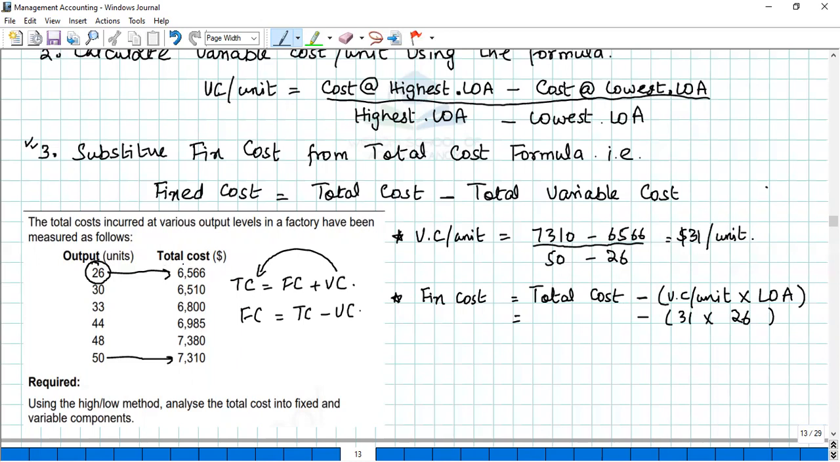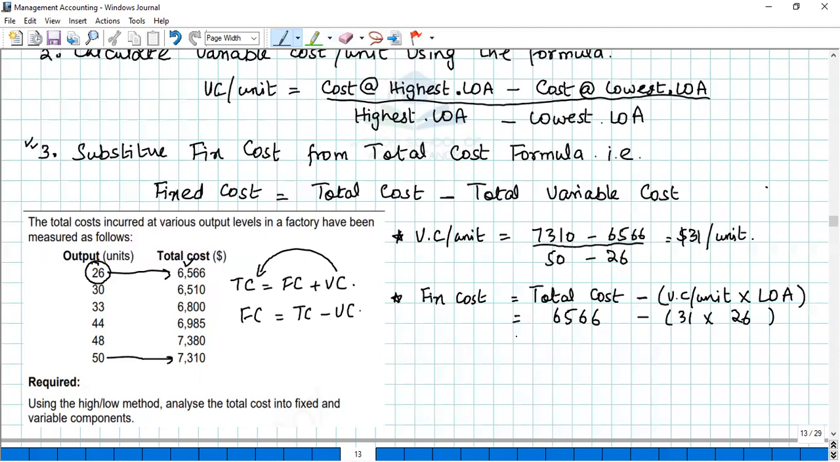So what is the total cost at lowest activity level? 6566. So you will take that outside. Similarly, if you are taking the highest level of activity in the bracket, you have to take the total cost at highest activity level in place of total cost. Okay, so this is what you need to remember. It's up to you. You can use the lowest activity level data or the highest activity level data. In both scenarios, the answer you will be getting will be the same for fixed cost.